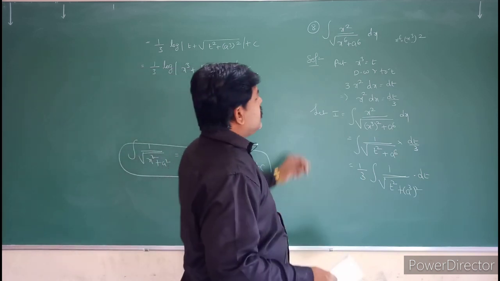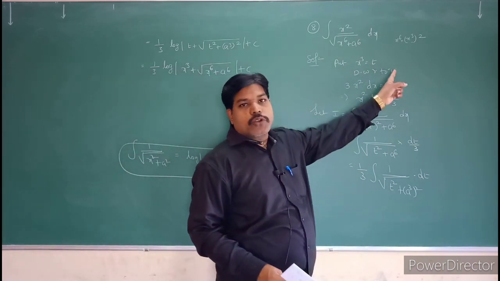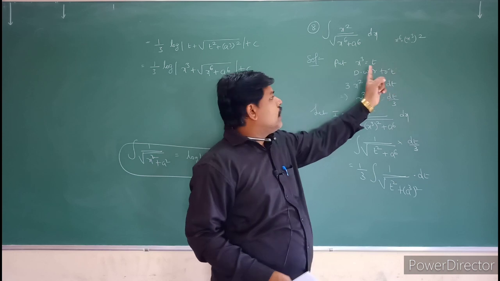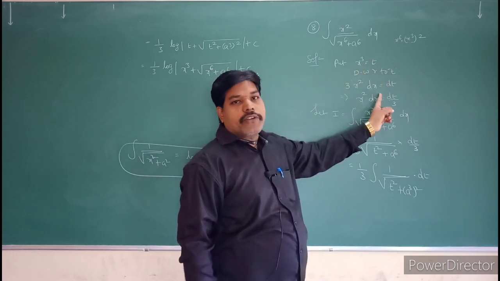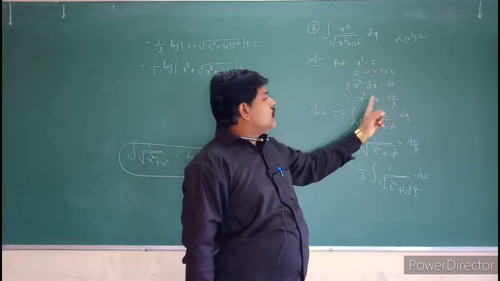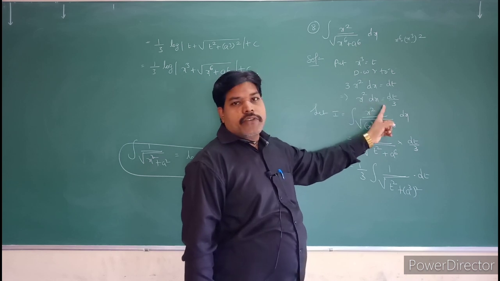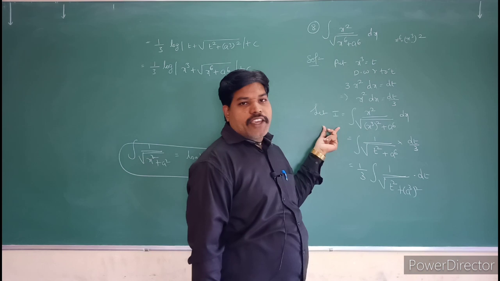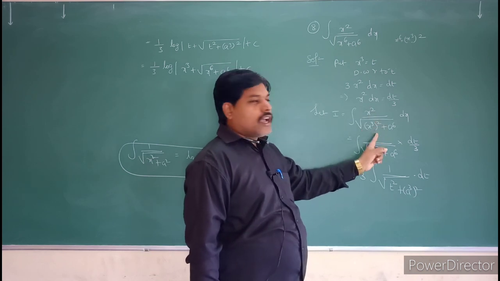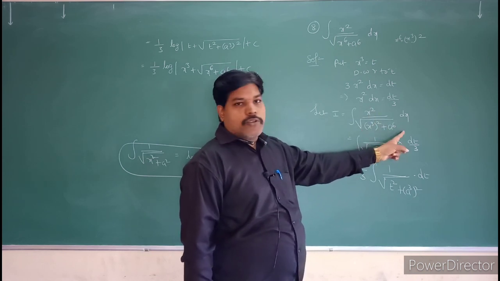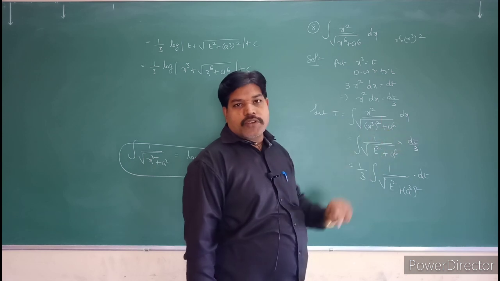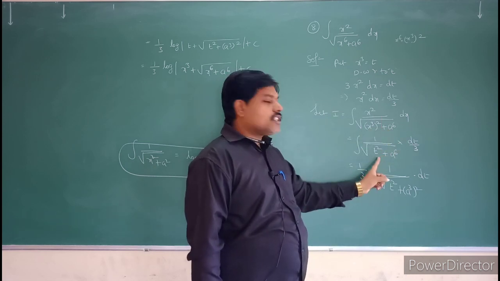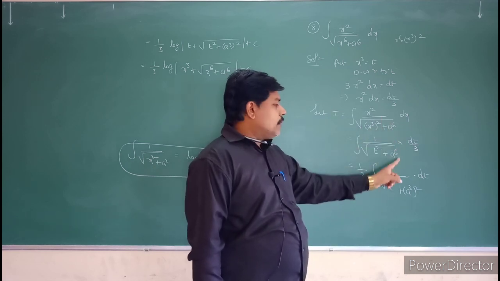So what we have taken is, first we take x cube is equal to t. X cube derivative is 3x square into dx is equal to dt. So x square into dx is equal to dt by 3. So take the problem, I is equal to integral of x square by root of x cube whole square plus a power 6. So x cube is nothing but t, so t square plus a power 6.